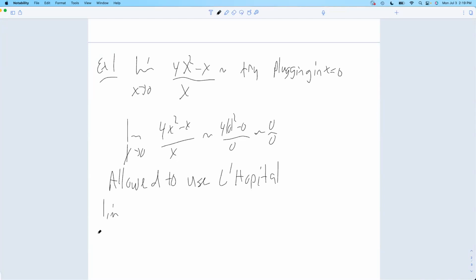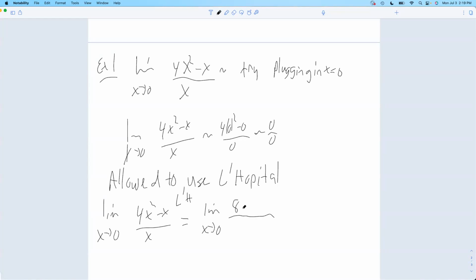Okay, so here's how this will work. Limit as x approaches 0 of 4x squared minus x over x will equal, and I'm going to tell the reader why I'm writing this equals: because I'm using L'Hopital. We mathematicians write L apostrophe H here, telling the reader I'm using L'Hopital. And what am I going to do? I'm going to take the derivative of the top and bottom.